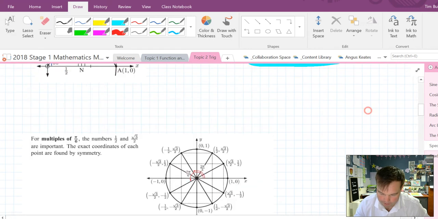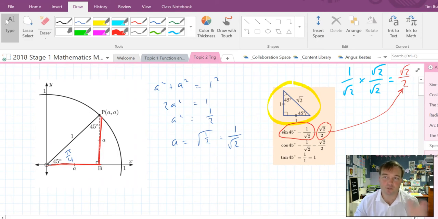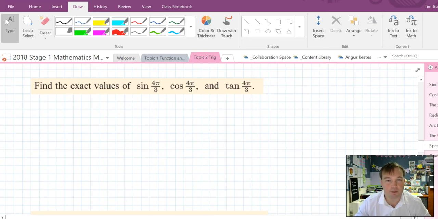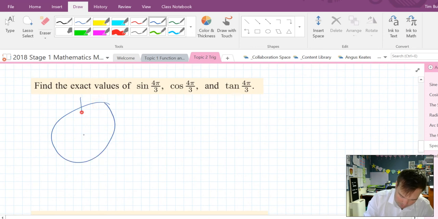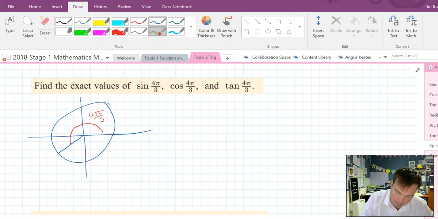So, all of this is based off that triangle and that triangle, but then applied to different quadrants going around the unit circle. So, for example, here, same sort of problem, but we're asked for 4 pi on 3. So, let's look at where 4 pi on 3 falls. 1 pi on 3 will be out here, 2 pi on 3, 3 pi on 3 is there. Down here is 4 pi on 3. Which means this angle here, or the reference angle we're working with, is pi on 3.